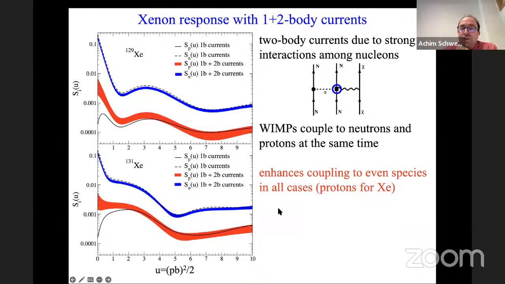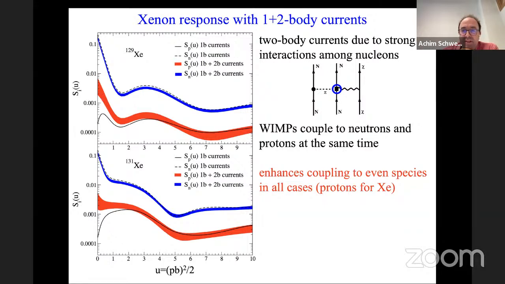And once this is included, the response gets much more interesting. Here you can see the response to a single neutron interaction, assuming neutron-only coupling, gets shifted because of this. It gets a little bit weaker, but this is a small effect. However, for the species which originally is all paired, coupling to the protons, when the two-body currents are included, the response is increased by almost an order of magnitude at low momentum transfer.